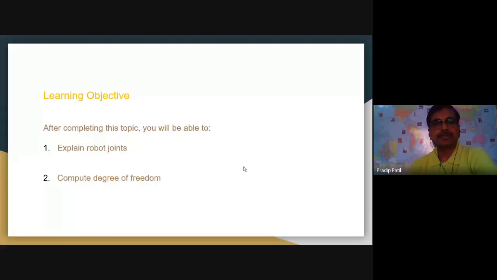Hello and welcome to the session on robot joints and degree of freedom. After completing this topic, you will be able to explain robot joints and compute degree of freedom.